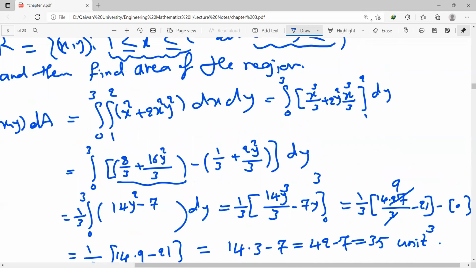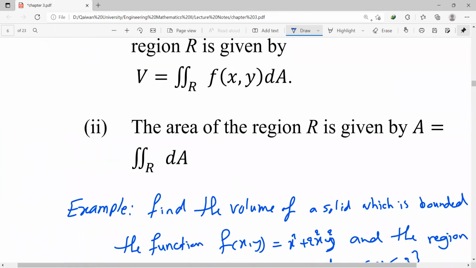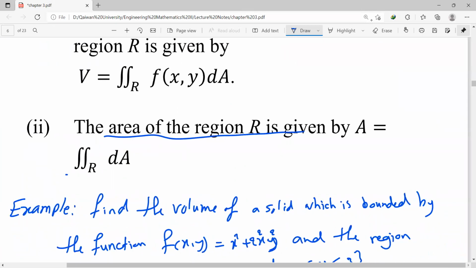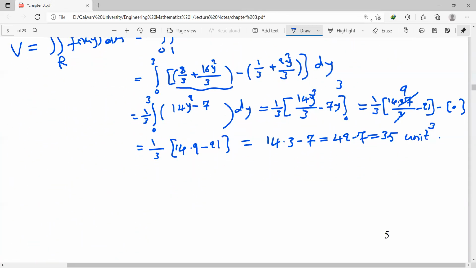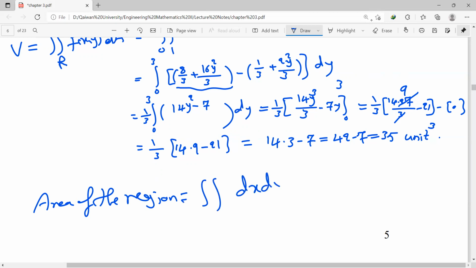And now we are going to find the area. It says area of the region. Area of the region is only taking the double integration over the region. That means we say area of the region is the double integration for dx dy. X is from 1 to 2. Y is from 0 to 3. It equals, this is 1. We have only 1 here.